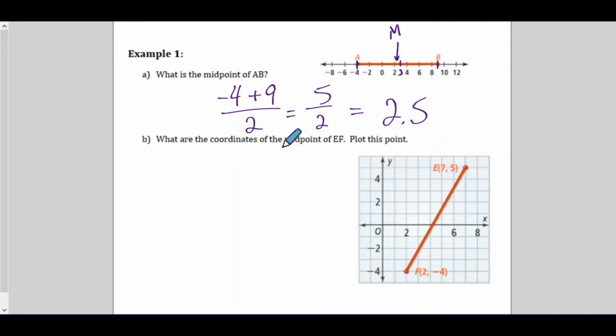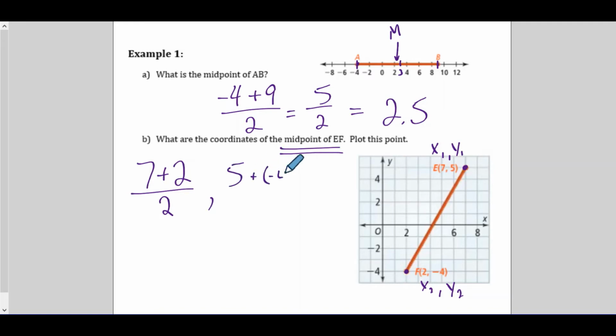What are the coordinates of the midpoint of EF? So I'm trying to find the midpoint between that and that. So let's call this one x1 and y1, and I'll call this one x2 and y2. Again, that order really doesn't matter. If you want to flip-flop those, it really doesn't make a difference. But I'm going to find the location of that point that's directly in the middle, and then I'm going to plot that point. So I'm going to add together 7 plus 2 and divide that by 2. That's going to tell me my x-coordinate. And then 5 plus a -4, divide that by 2, and that'll tell me my y-coordinate.